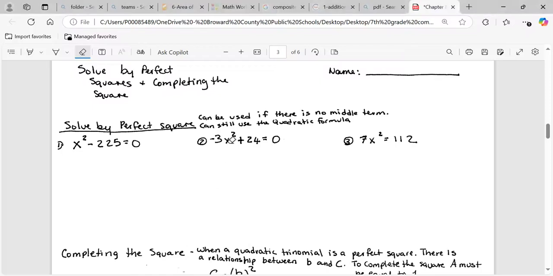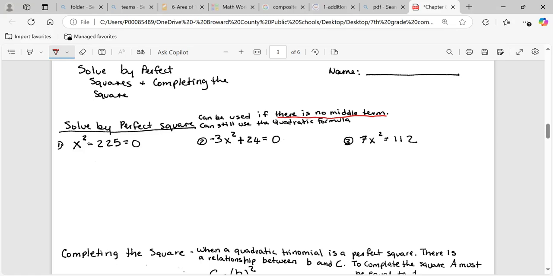Hello, Algebra. Today we are going to be working on 8.3 and 8.4, solving by perfect squares and solving quadratics by completing the square. All right, so to solve by perfect square, you can use that. It's a nice, easy way if there is no middle term. There's going to be a point where you can still use the quadratic formula. But if it's nice and easy like this, we can easily solve.